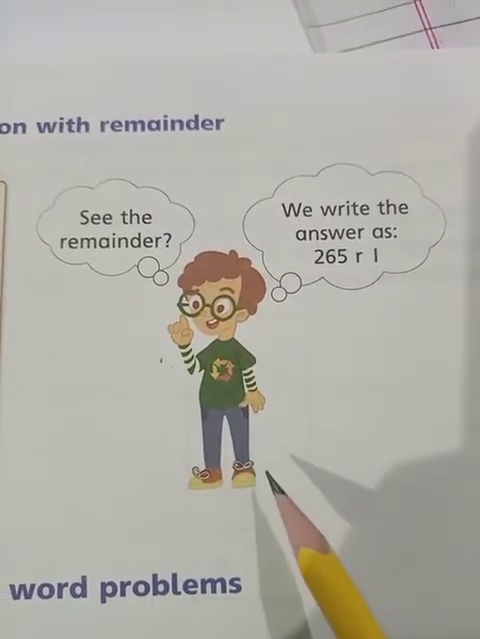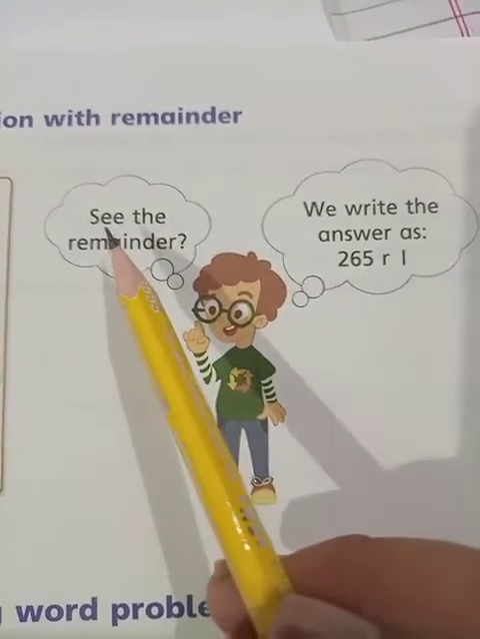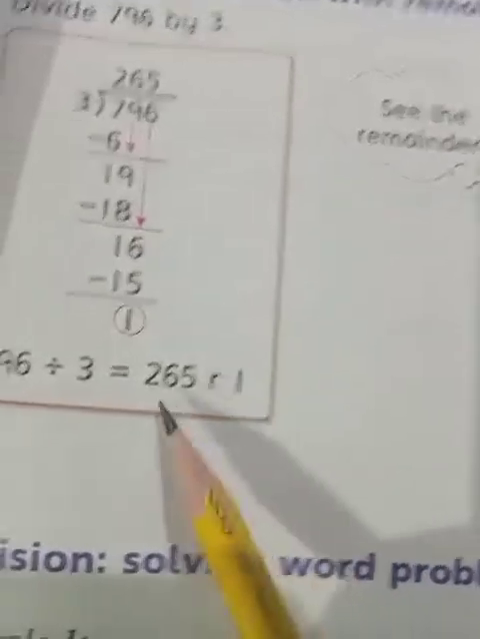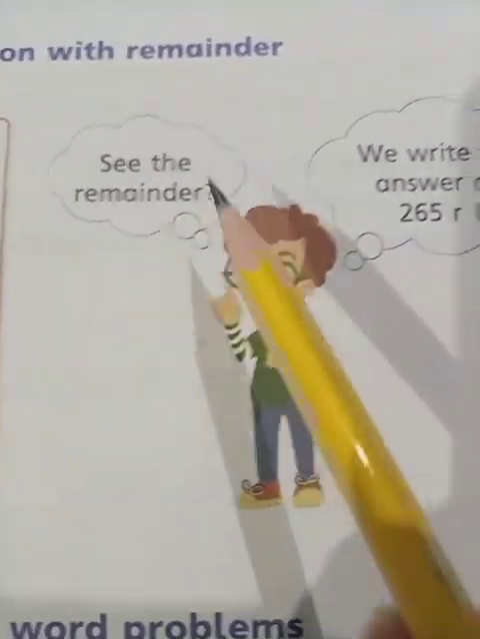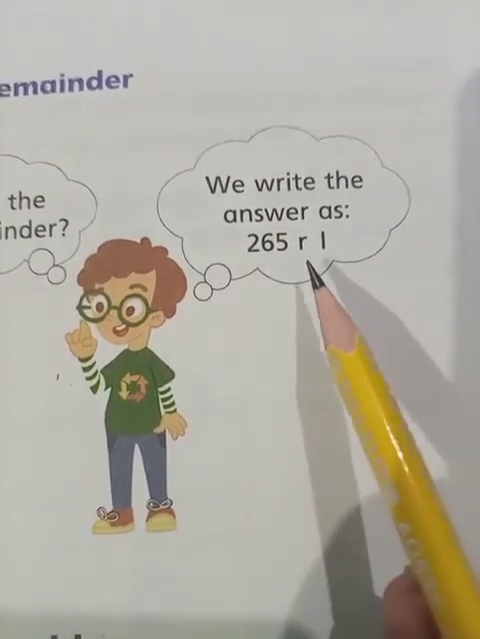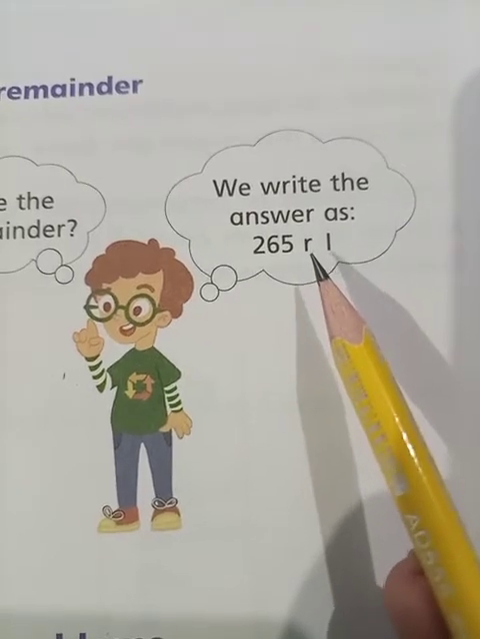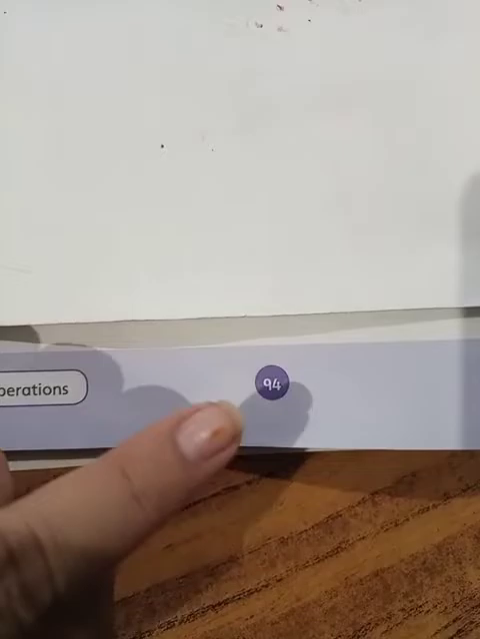Students, now look at your friend. He is thinking something and he is asking you, see the remainder. And look, I have seen the remainder, that is 1. Now he is helping you. He is telling you that we write the answer as 265 r1. This r is showing our remainder, and look, we have written our answer like this. Students, now come on page number 94.